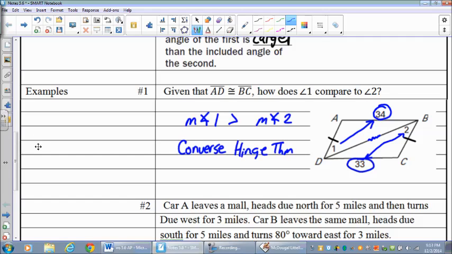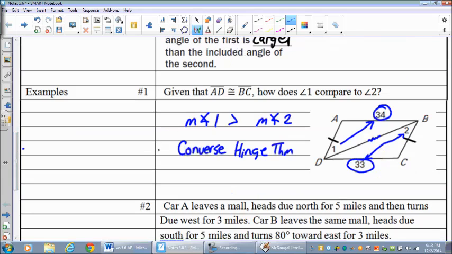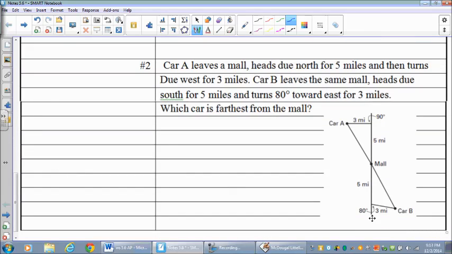And the number was just above, so I believe that was for 40. Okay. On number 2, it says a car leaves a mall.